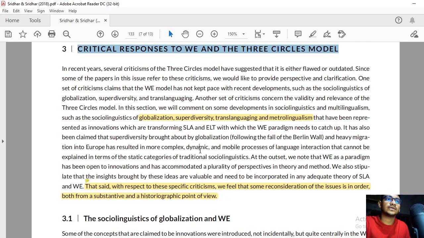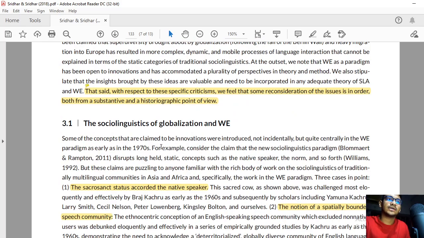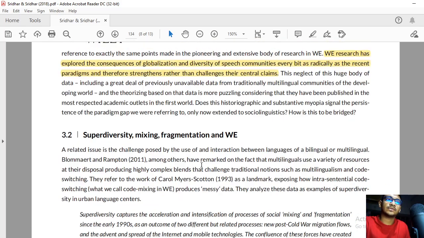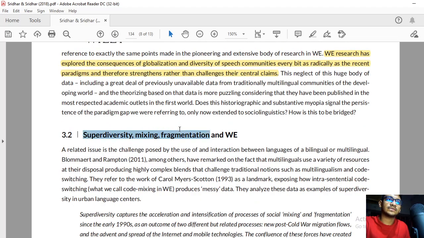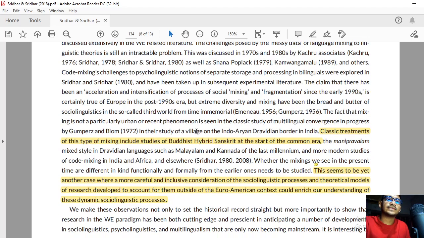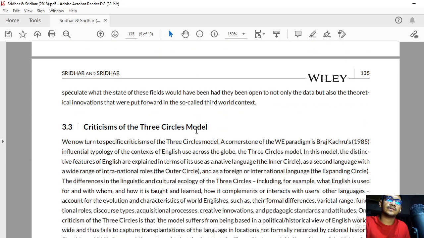Up until now, in 3.1 and 3.2, we did touch on Kachru, and we did talk about how Kachru was influential in talking about super diversity and mixing. He was among the first scholars in world Englishes, right? So he paved the way. And now we turn to his specific model, the three circles model.